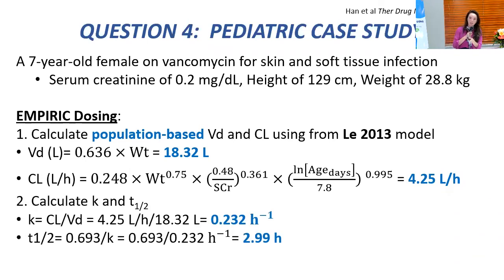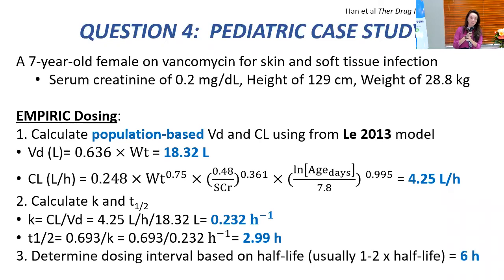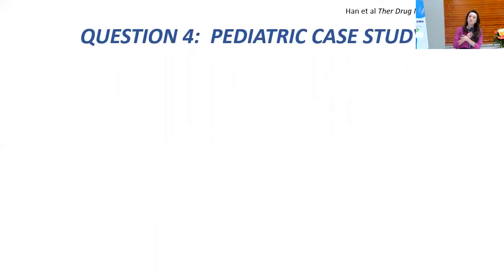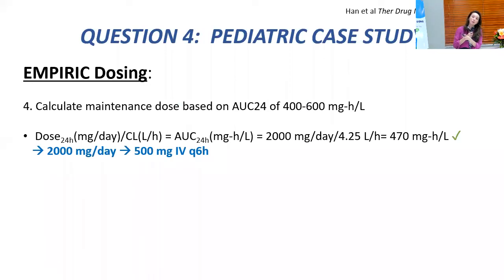Once we have volume and clearance, you can figure out all the other PK parameters. And from the half-life, you can figure out the best dosing interval. Usually for vancomycin, we dose at 1 to 2 times the half-life. So if you find out the half-life of the patient, then for this patient, it seems like every 6 hours is better than every 8 hours. After you have that, you can calculate AUC, which is the goal that you want, and you just plug into this formula to figure out what's best.